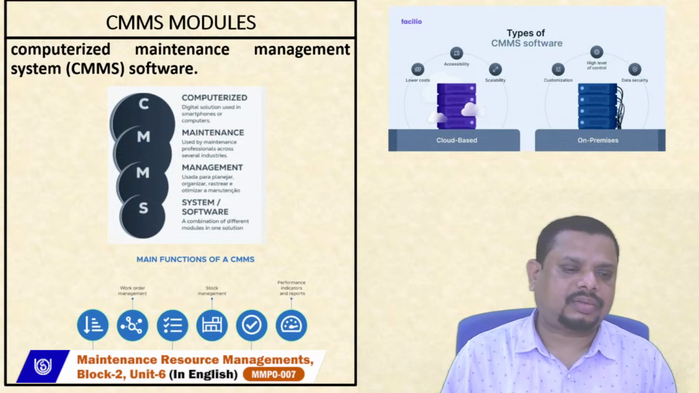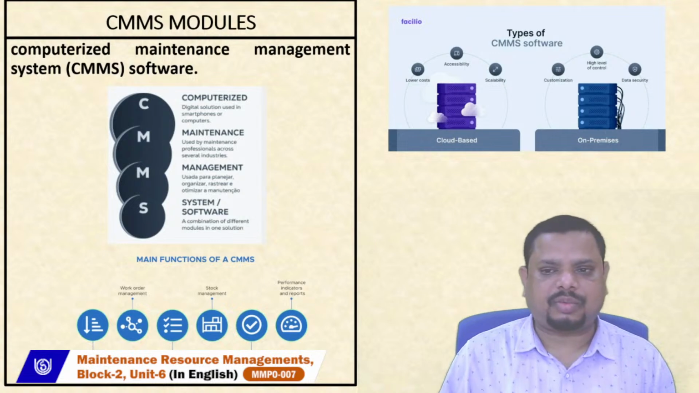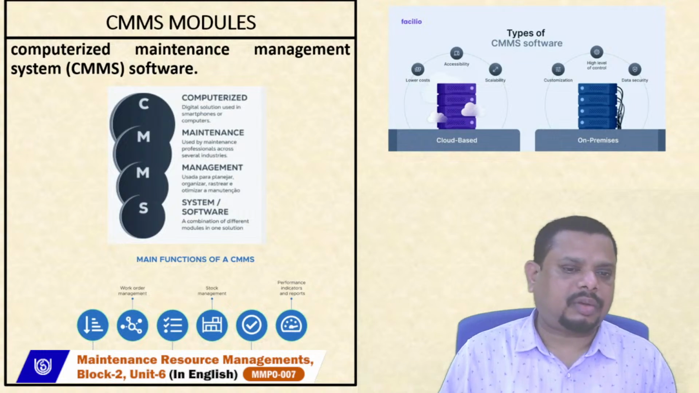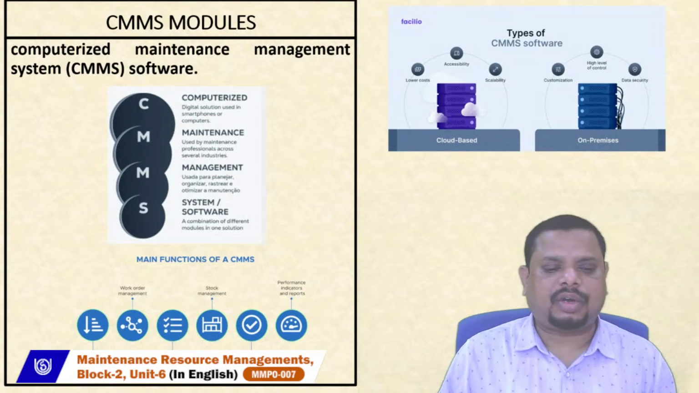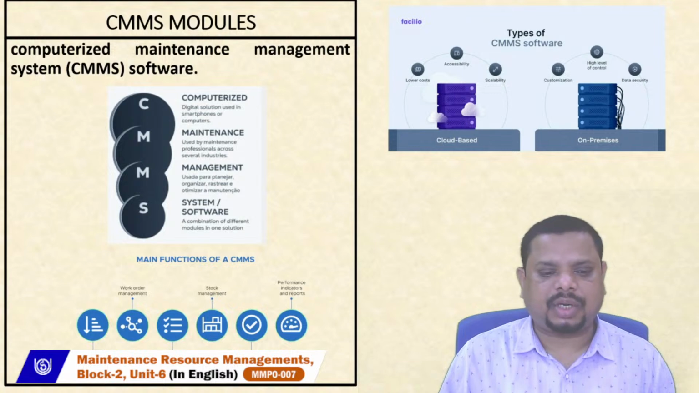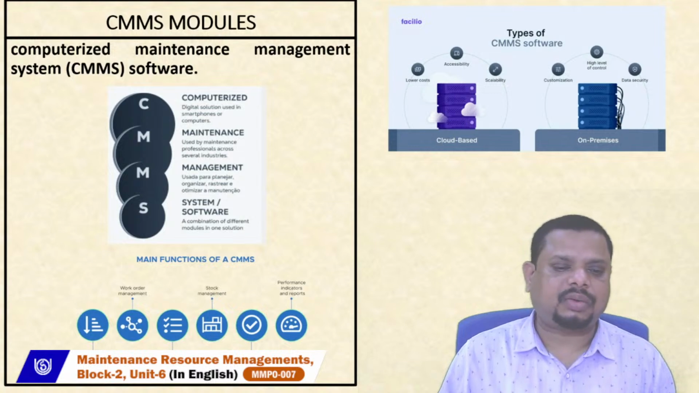So the first function of this CMMS software is asset management. The next one is work order management, which basically arises from a department to the maintenance management department. Then the maintenance management department goes for a preventive maintenance plan. Before implementing the preventive maintenance plan, they go for stock management. The next one we have is known as audits, and the last one is performance indicators and reports. So these are the main functions of this computerized maintenance management system software.